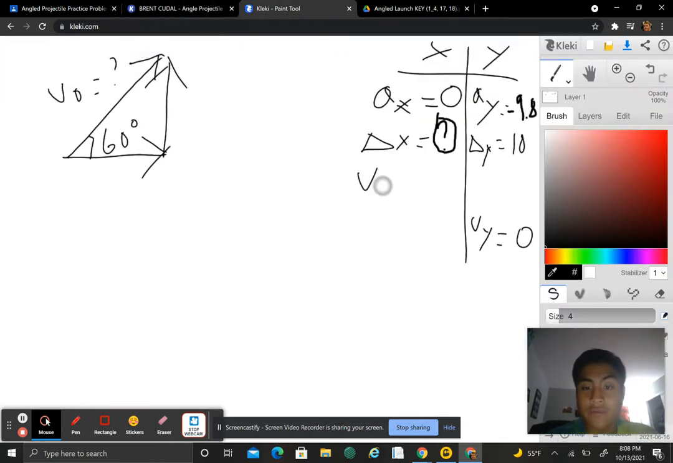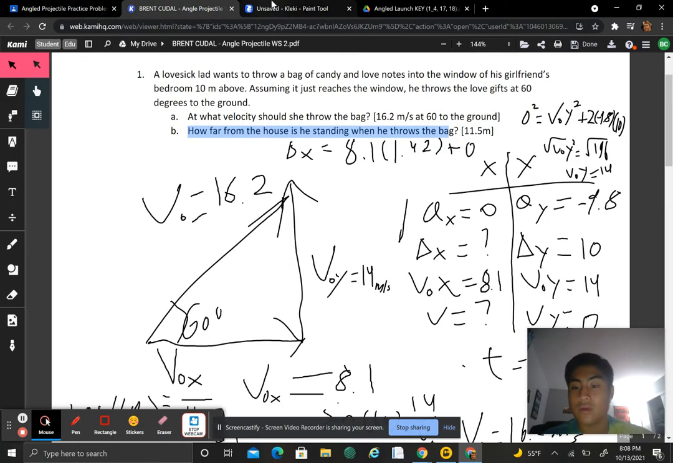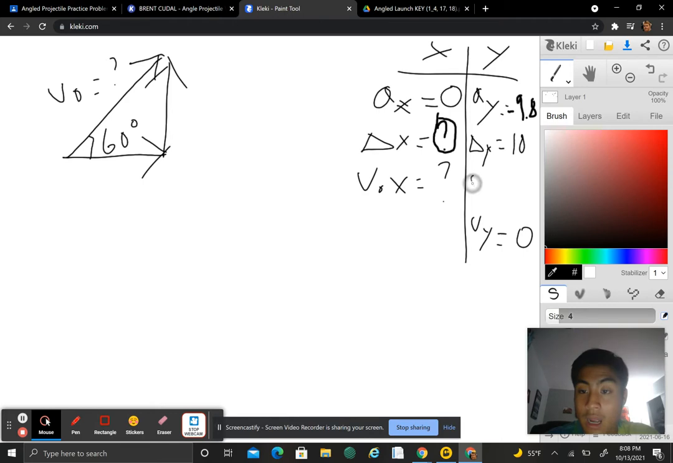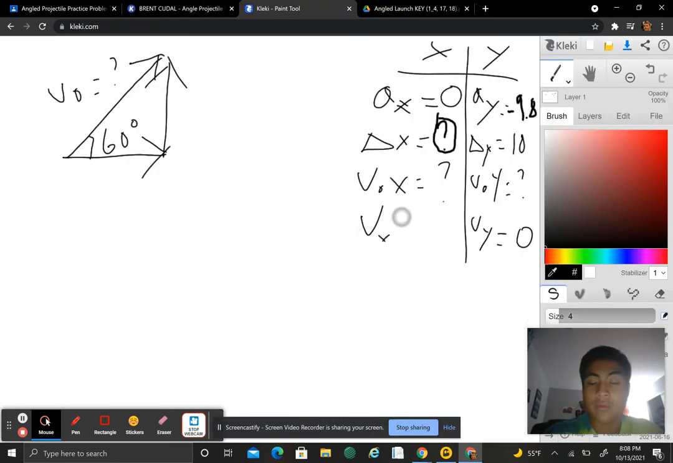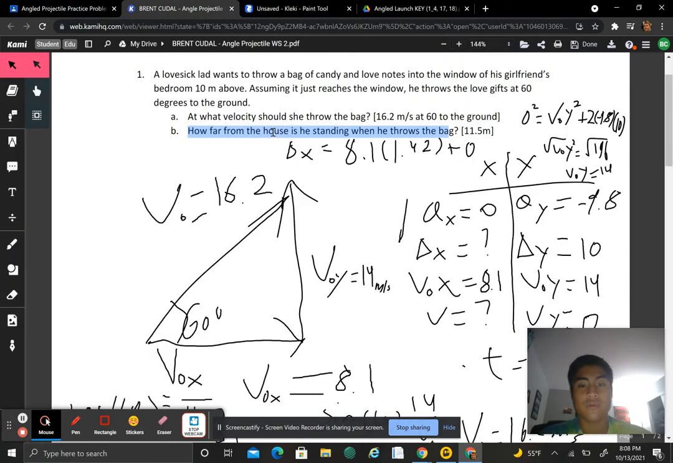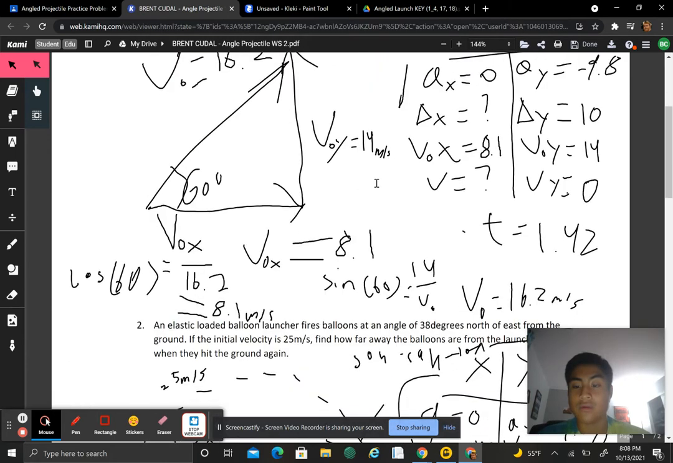Initial velocity for x, we do not know either. And then the initial velocity for y, we are going to find out, but do not know right now. And the final velocity for x, we do not know. And then we have time right here to find out. So, first and foremost, let's find at what velocity she threw the bag, okay?